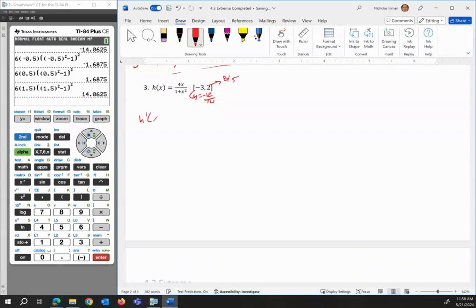Okay, h prime. This derivative, well, that is a quotient. So the derivative of the first times the second left alone minus the derivative of the second times the first left alone, all over the bottom squared. We set that equal to 0. Now I would probably distribute this.